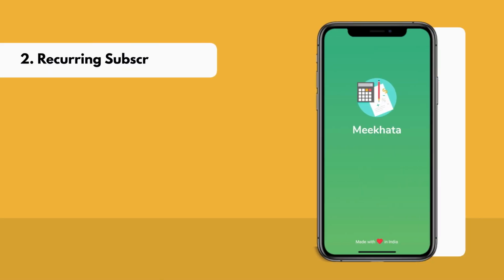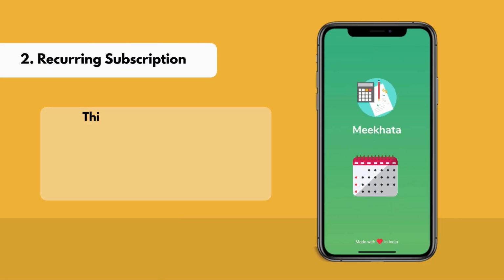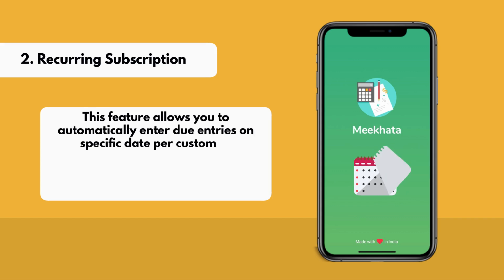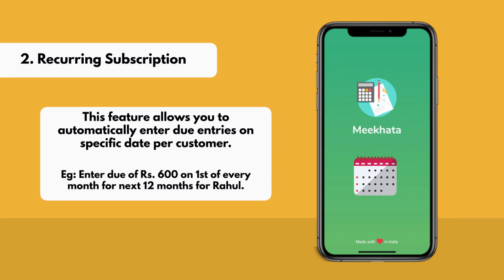Number 2. Recurring subscription. This feature allows you to automatically enter due entries on a specific date per customer. Example, enter due of Rs. 600 on the 1st of every month for the next 12 months for Rahul.